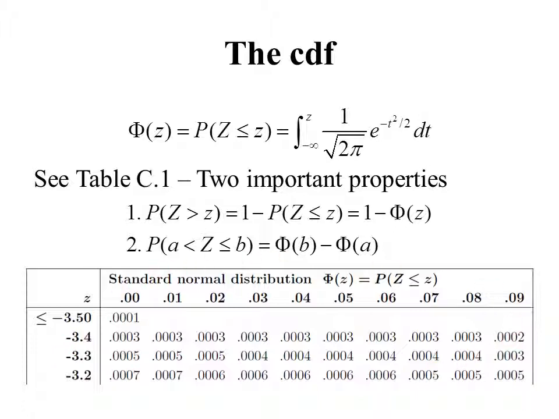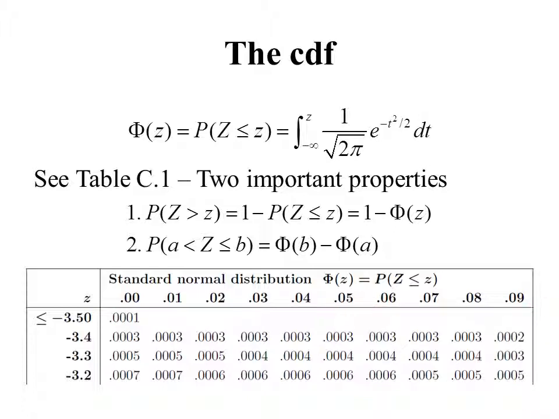Now this table is broken into two parts. There's one table for negative values of z and another table for positive values of z. You see the title, Standard Normal Distribution, where phi of z is the probability that Z is less than or equal to z. Over here the leftmost column gives you the ones and tenths digits of z, and then the top row gives you the hundredths digit of z.